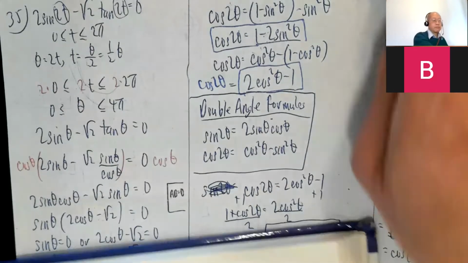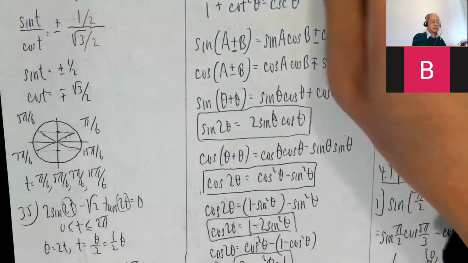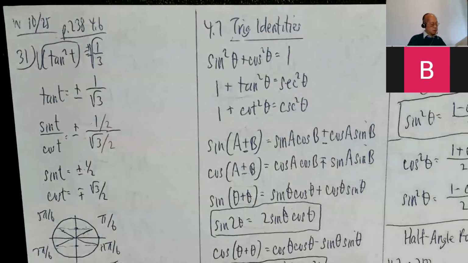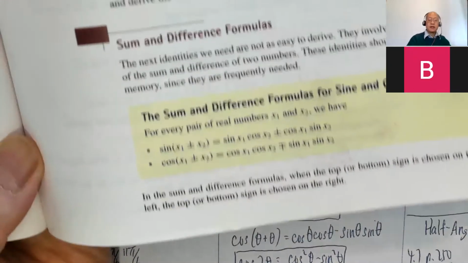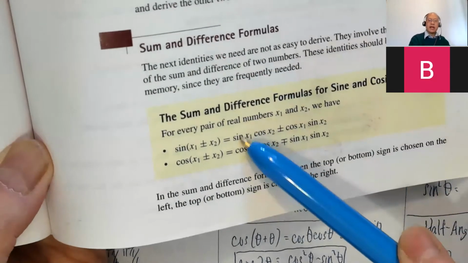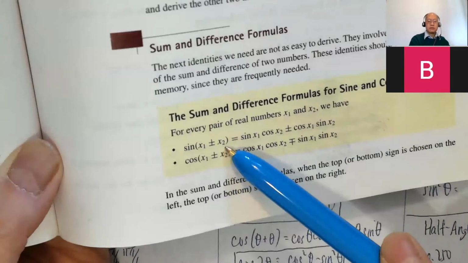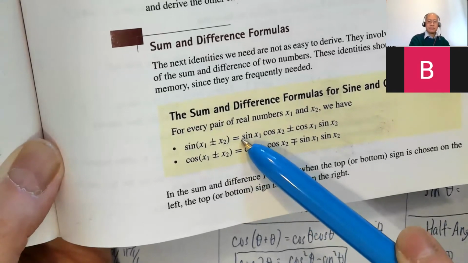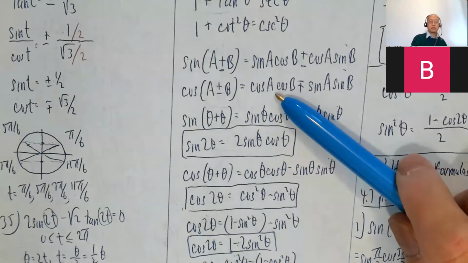Let's see, let me put it back over here. And then these, I don't really like the way they use x1 and x2. What's wrong with just using A and B? So what are those formulas here?